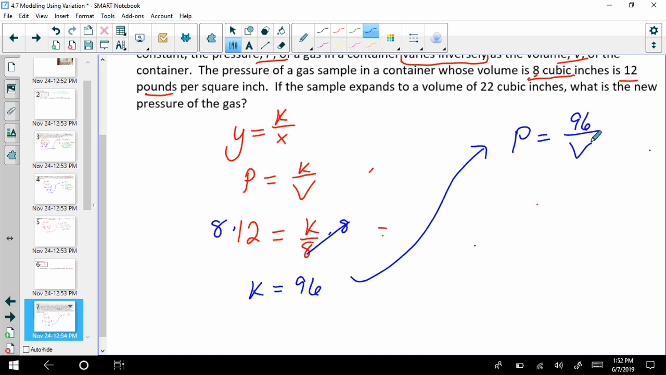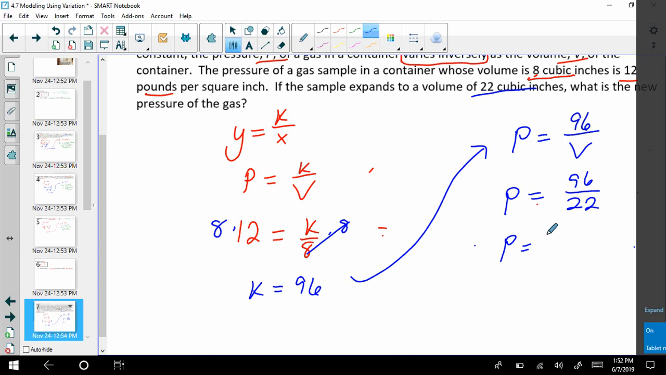And now they're probably going to have me use it to find something. If the sample expands to a volume of 22 cubic inches, what is the new pressure? So if my volume is 22, they want to know what does the pressure come out to. Again, this is where you'll have to make sure you read directions to see how they want you to write the answer. Let's say I ask for 2 decimal places, the hundredths place.